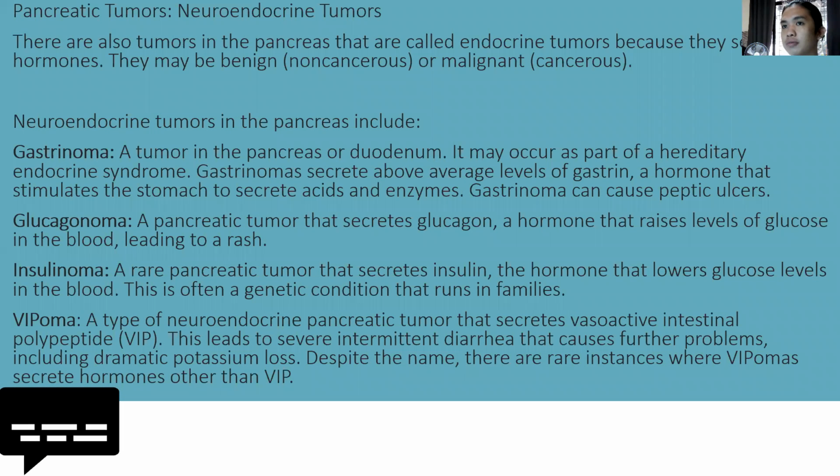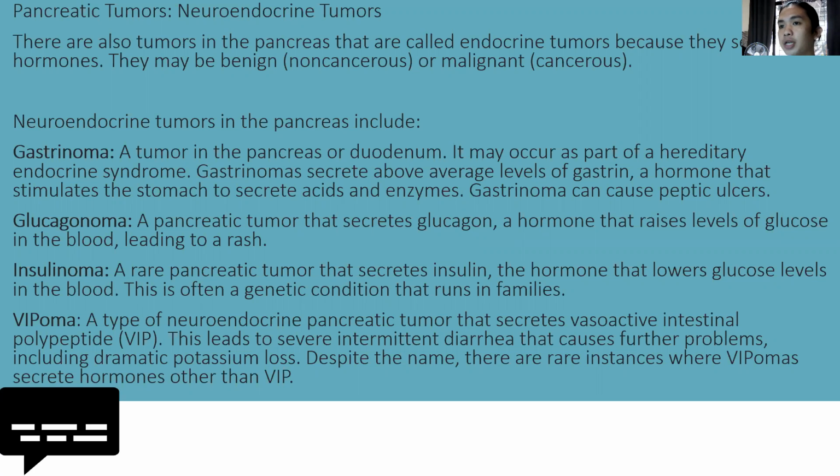Next, pancreatic neuroendocrine tumors. There are tumors in the pancreas that are called endocrine tumors because they secrete hormones. They may be benign, non-cancerous, or malignant cancers. The neuroendocrine tumors in the pancreas include gastrinoma, glucagonoma, insulinoma, and the vipoma.